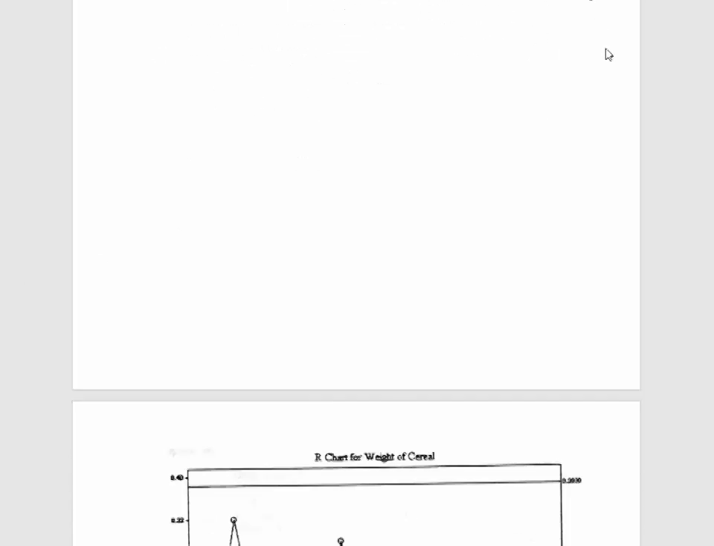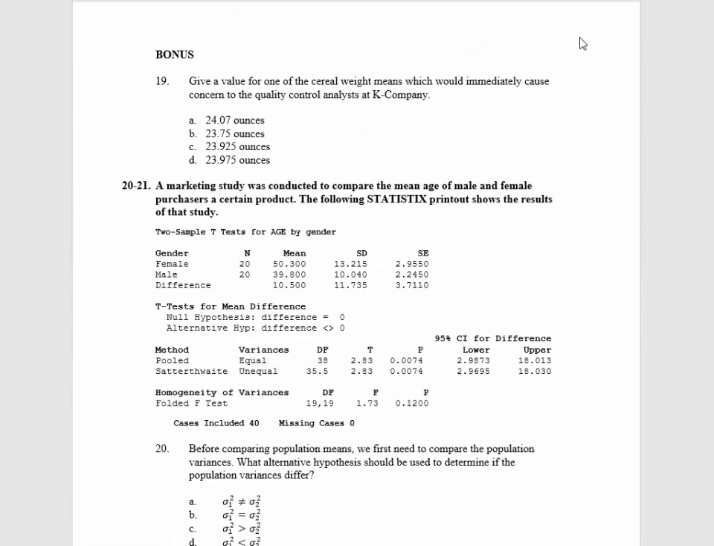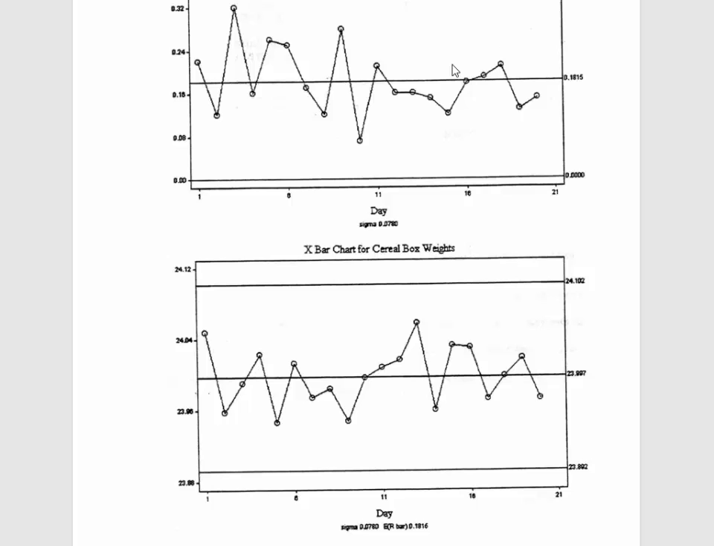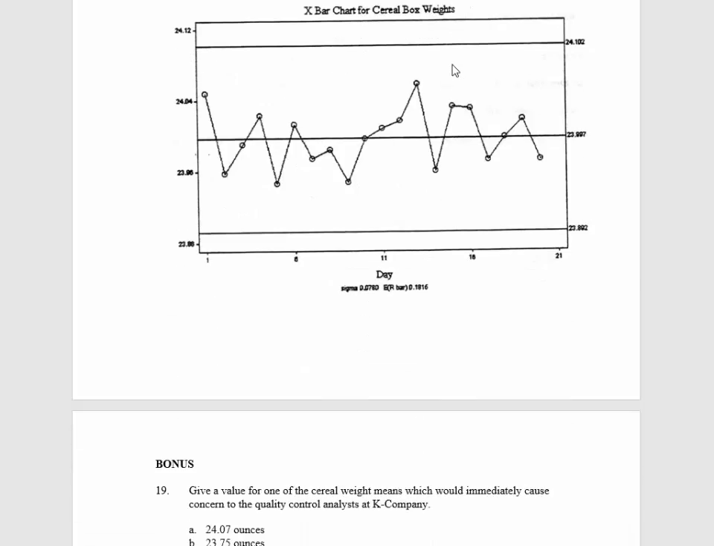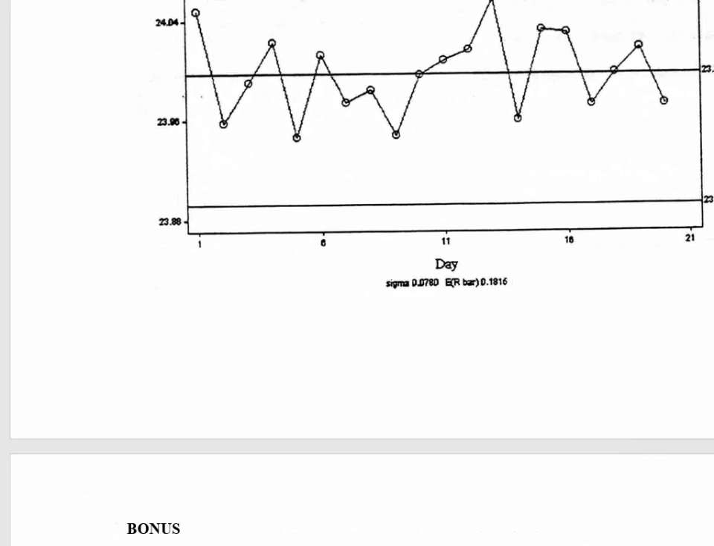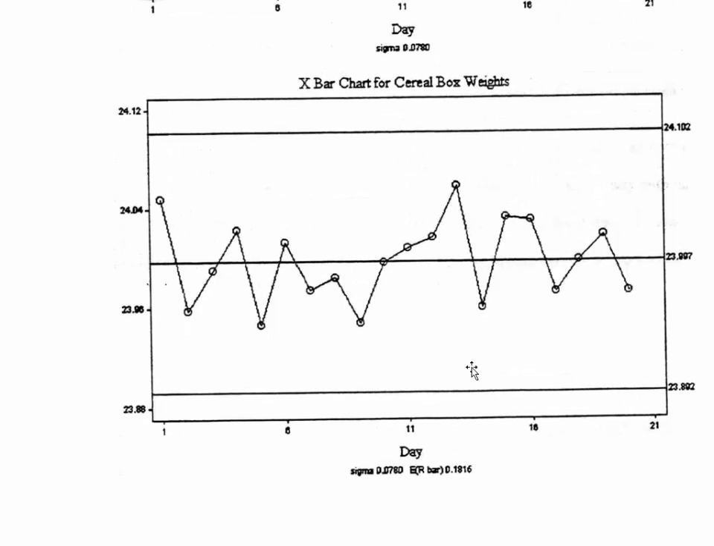All right, continuing on. Give a value for one of the serial weight means. So look at the means chart, which would immediately cause concern. So let's go back to the X-bar chart here. And I'll zoom in a little bit. And these numbers are kind of tough to read. Let's see if I can zoom in. There we go. And slowly scroll over. All right, so anything outside the control limits.